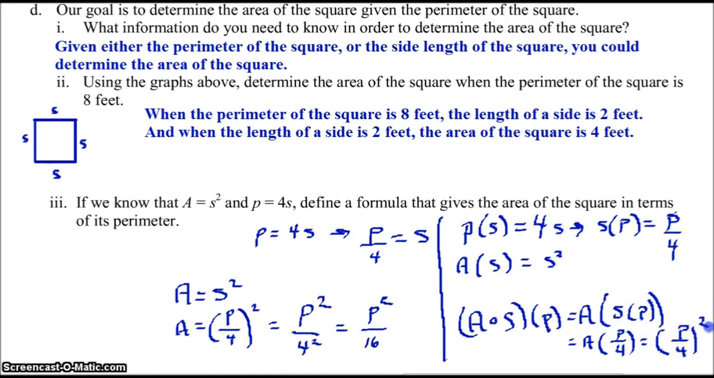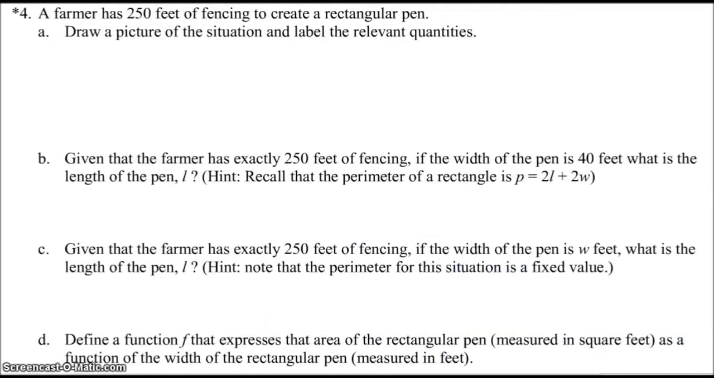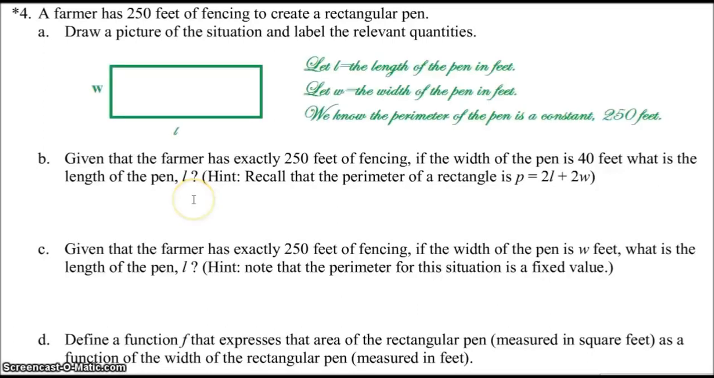Next problem. A farmer has 250 feet of fencing to create a rectangular pen. Draw a picture of the situation and label the relevant quantities. So here's my rectangle, my width on either side, and my length horizontally. I let L be the length of the pen in feet, W be the width of the pen in feet, and we know the perimeter of the pen is a constant, 250 feet, because I only have 250 feet of fencing, so I got to make my pen with those 250 feet. That'll be the perimeter outside here.